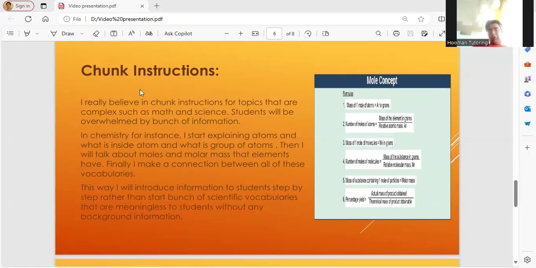This way I will introduce the information to students step by step rather than starting with a bunch of scientific vocabulary that is meaningless to students without any background information.